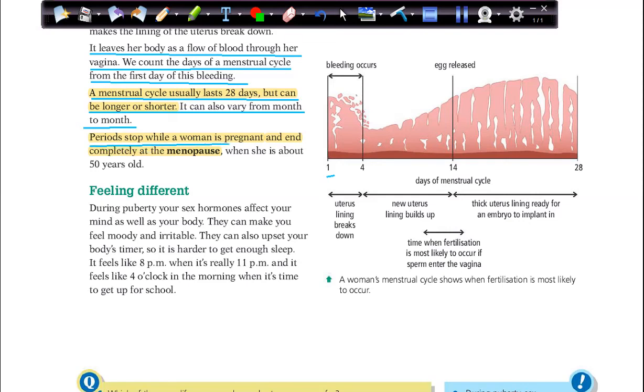Periods stop while a woman is pregnant and end completely at menopause when she's about 50 years old. So what is this menopause? Menopause, when the woman is getting older and older, the body cannot hold the pregnancy, so that's why the hormone levels will drop, and this we call the menopause age, which starts from 50 years old, 50 and above.